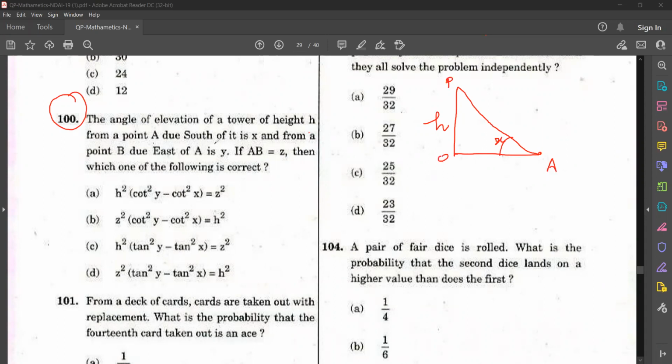Now, what they're saying, and another point due east of A is B. Due east of A, that point is B. And the angle of elevation is Y. So from a point, then the height P, this is O. Isn't it?